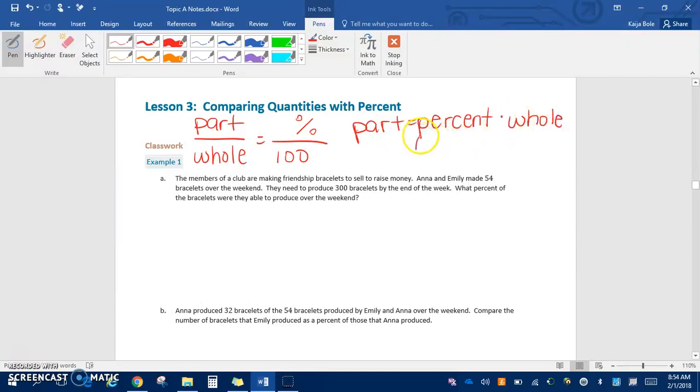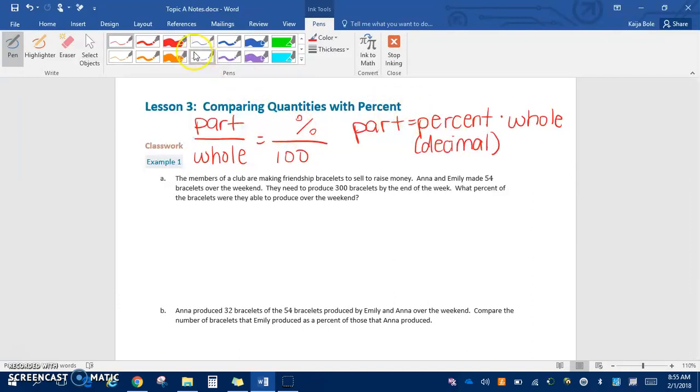When you use the percent here, you need to put it in decimal form. Today we're going to use both ways, and then from now on you can decide which way you want to set up your problem, unless it specifically says in the directions.